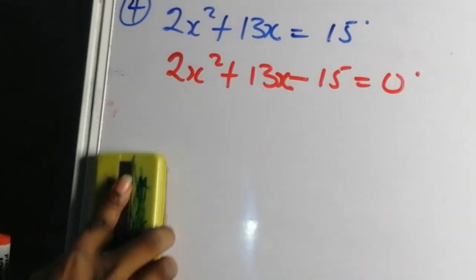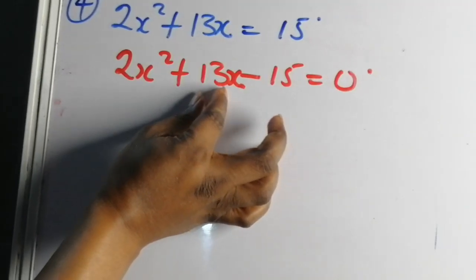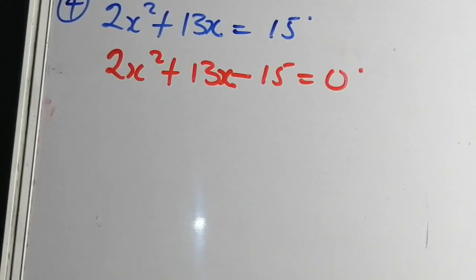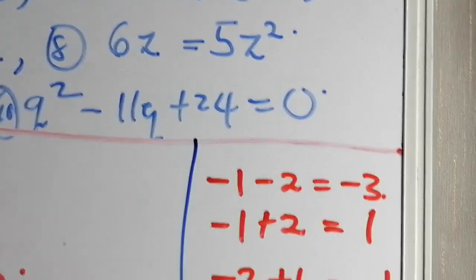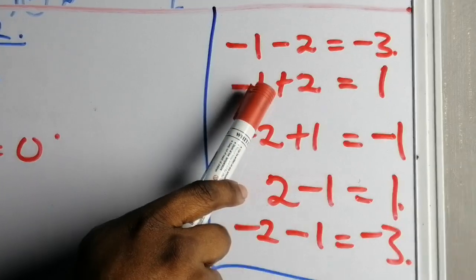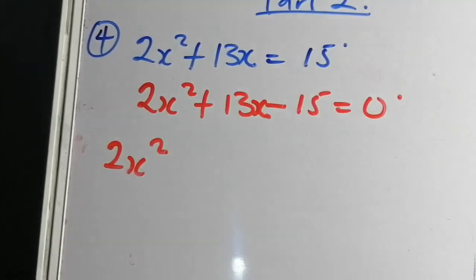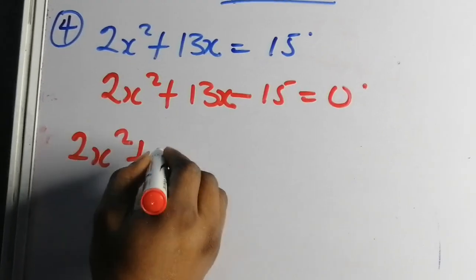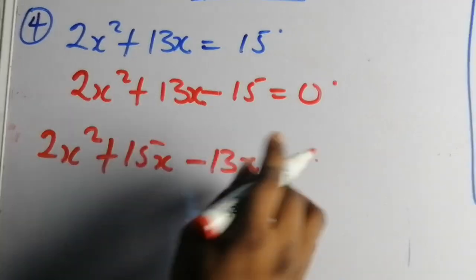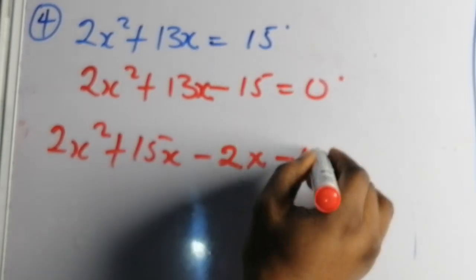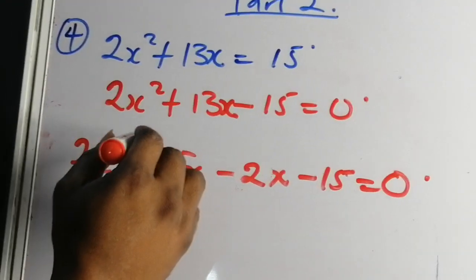So at the end of the day, I will have this. And don't forget, I've told you, the value on the right owns the sign. What's the sign here? Plus. It means anything we'll be doing will be plus. So I look at this part, which is plus, or this part, which is plus: 2 minus 1 is 1, minus 1 plus 2 is 1. That's the method I will use here. I can simply say 2x squared plus 15x minus 13x, minus 2x rather, minus 2x minus 15 equals 0.